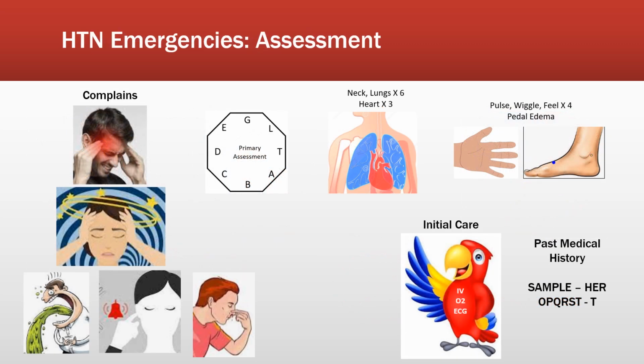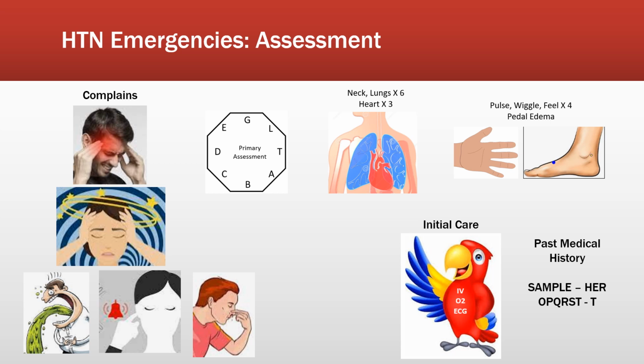Some chief complaints with our hypertensive patients are headache, dizziness, vomiting, ringing in the ears, or nosebleeds. We're going to do our primary assessment, that GLT, Z's, A, B, C. Then you look at D's pupils and expose the chest so you can listen to lung and heart sounds. Notice the neck on the way from pupils to the lungs and heart. Listen to 6 lung sounds and 3 heart tones, and make sure they have pulse, motor, and sensory in all 4 extremities, and squeeze those ankles to assess the presence of pulmonary edema.